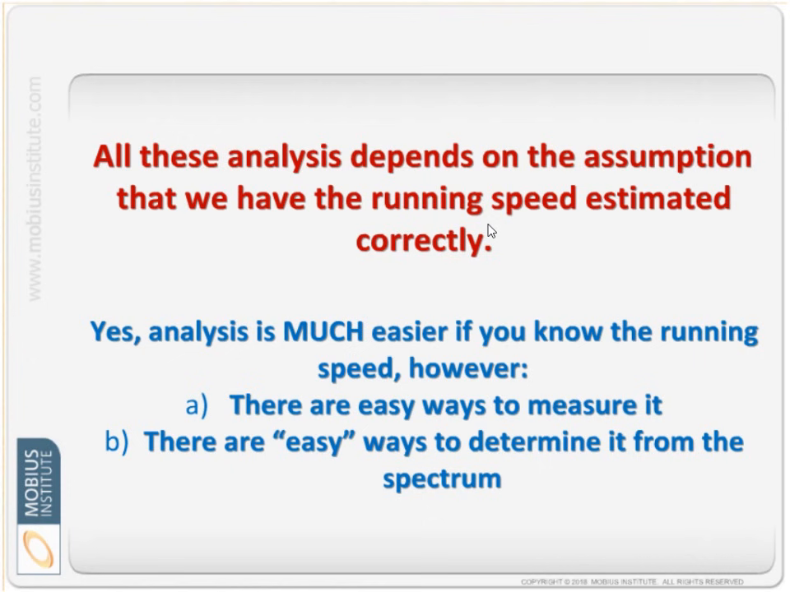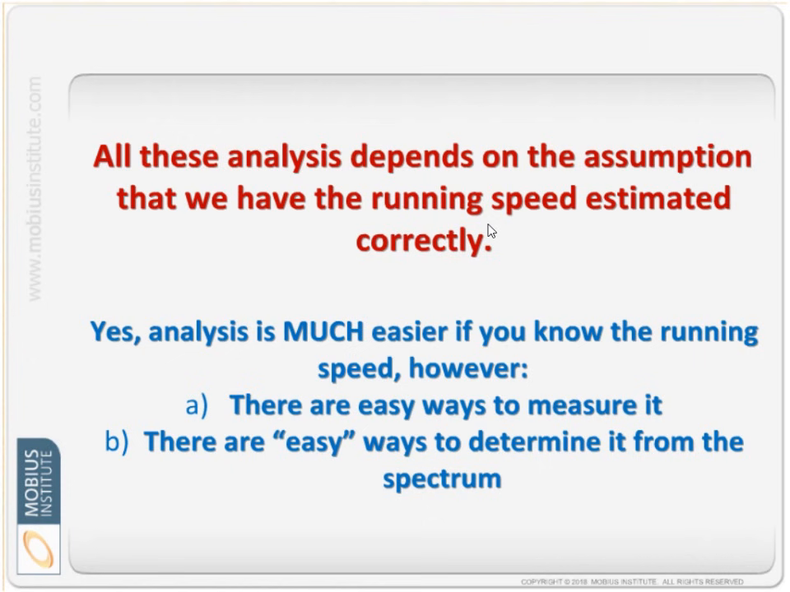Because how do you know if it's unbalanced if you don't know what the running speed is, and therefore whether you're looking at the right peak? And all those other things that I've said, yes, you need to know. But if for some reason it's challenging to find out from the spectrum, because often the 1X peak is quite high and it's the dominant peak at the low frequency end of the spectrum, if you don't know, there are tools that let you measure it.